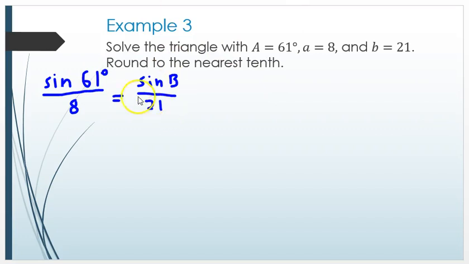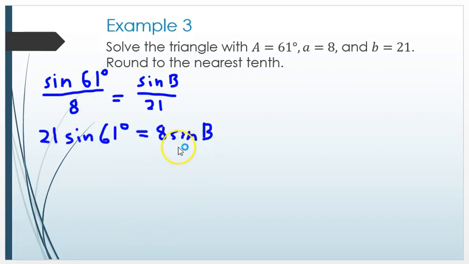So my next step is going to be to cross multiply and write 21 sine of 61 and 8 times sine of B. Now we're trying to solve for sine of B. Since I have 8 times sine of B, my next step will be dividing both sides by 8.